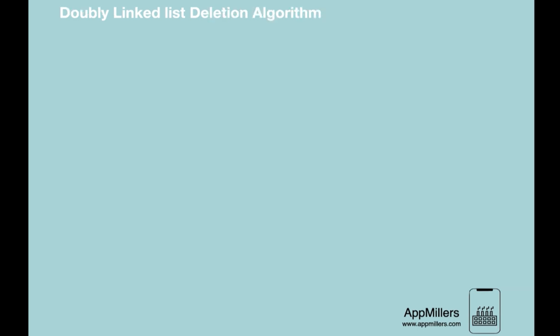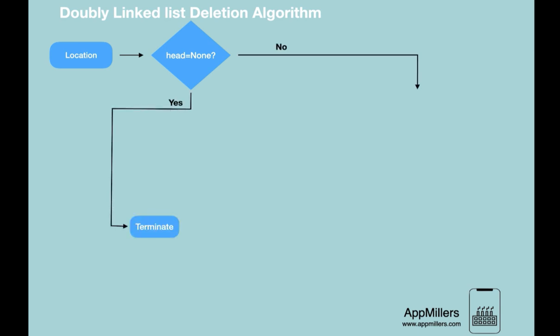Alright, in the last video we have seen how to delete a node from double linked list in 3 different cases. Now in this video we will combine all these 3 different cases in one method. So let's get started. So our algorithm starts with the parameter of location. So it takes one parameter, which is location. Then we continue to the first step in which we are checking head value. So if head equals to none, it means that we don't have any element in our double linked list, so we terminate our algorithm. Otherwise, we continue to check location parameter.